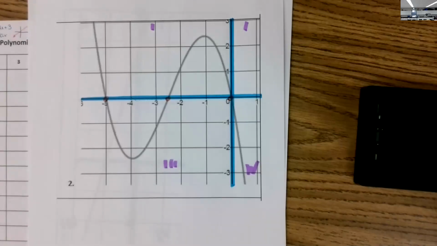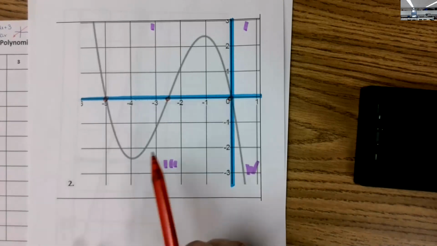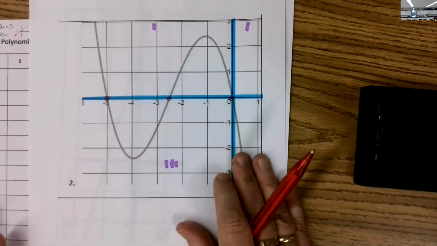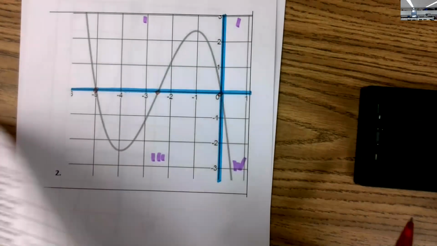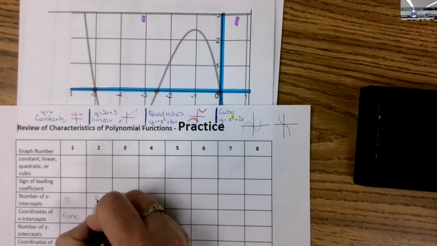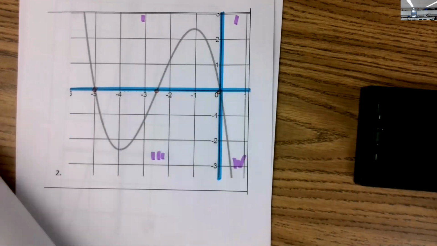All right, so my apologies to those of you that are starting to watch the video. I forgot to turn it on, but we're partway through doing the review of characteristics of polynomials. So we just established on this graph that there are 1, 2, 3 x-intercepts. I'm gonna put 3 here. Use my pencil. This is graph number 2, yes.